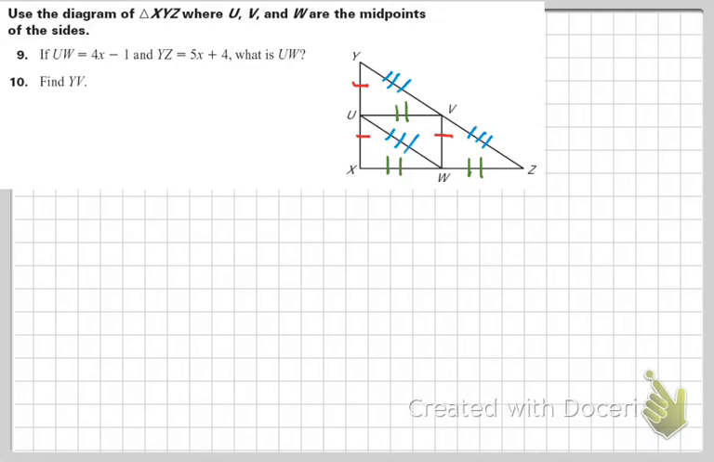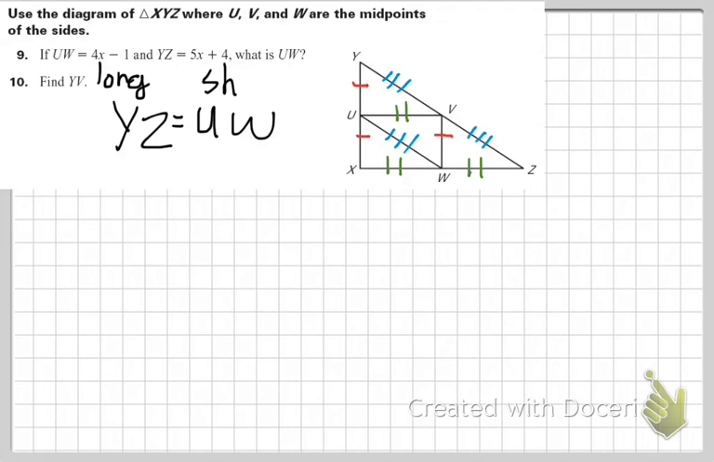So we need to ask ourselves, which one's longer? YZ, we have a relationship between YZ and UW. Okay? And what I always do is say this, which one's longer? This one's longer. This one's the shorter one.